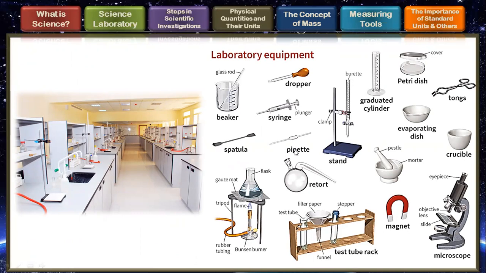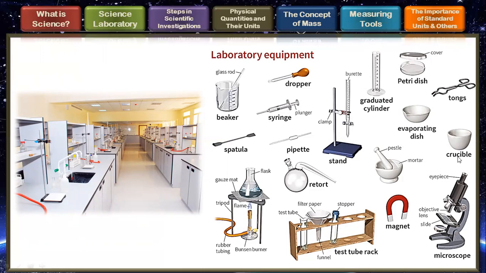This one is the pipette. We have the pestle, mortar, evaporating dish. We use this one to let the liquid evaporate and to get something. For example, if you want to get only the salt from salt water, you can use this one. The water will be evaporated and what will remain is the salt, the substance. Okay, petri dish. We have the tongs. We use tongs to hold test tubes when we are heating them, or heating something.